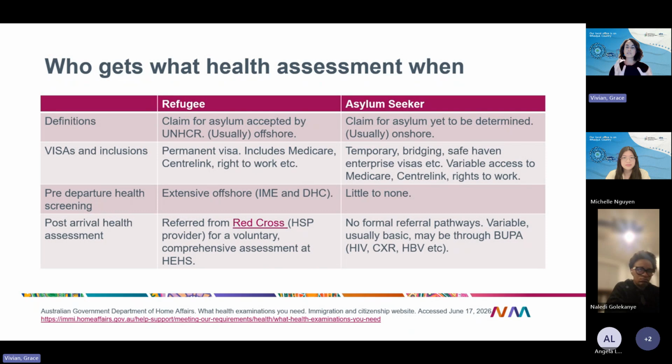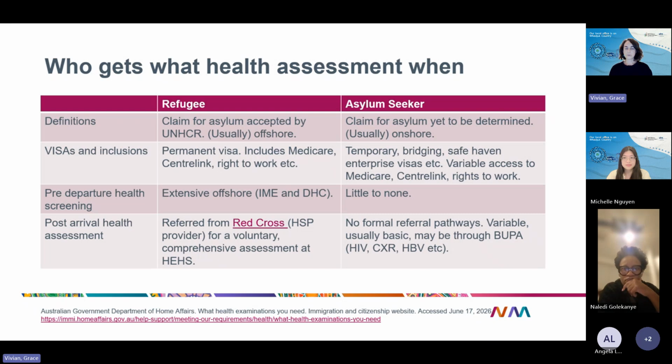So that's our usual client at HES. On the right, you have the column there for asylum seekers. These are usually people who've made a claim for asylum, but the outcome is yet to be determined. Usually these people are onshore in Australia when that claim is made.